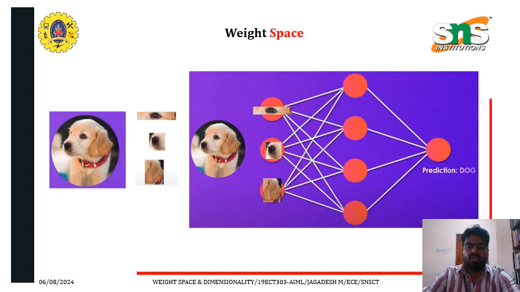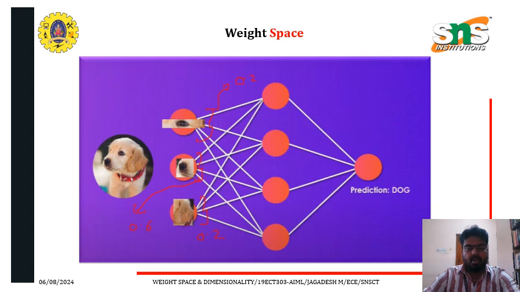Here you can see the dissected images given different weights, and finally the dog will be predicted. If you show an image of any dog in front of the camera of your model, it will predict it is a dog. So this is the importance of the weight space.